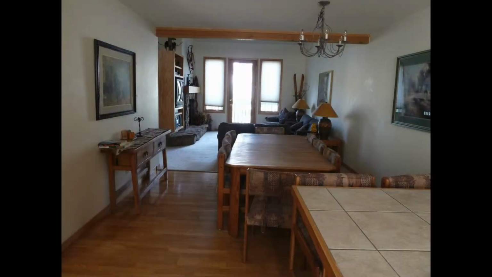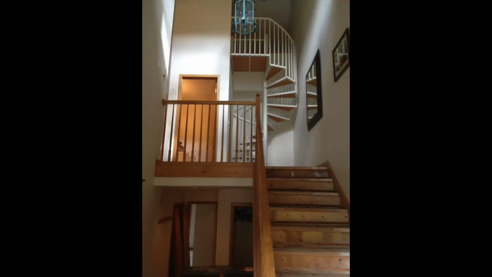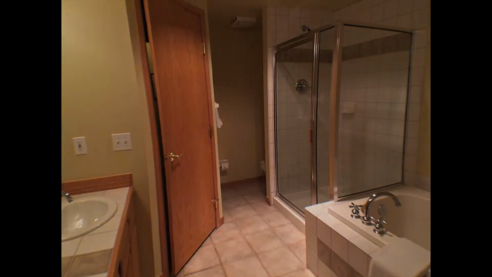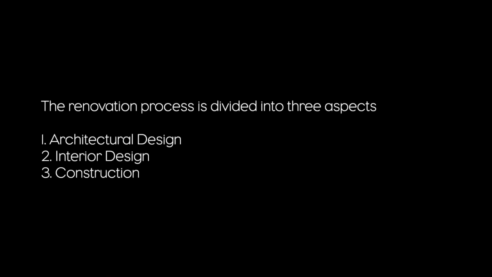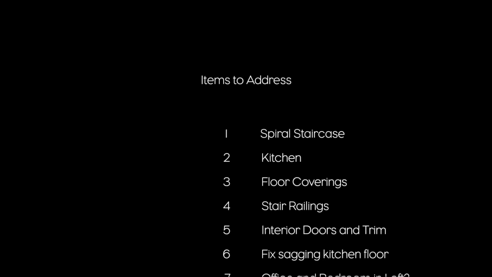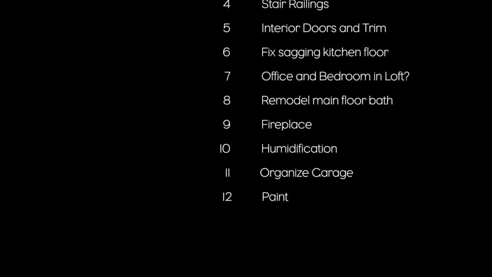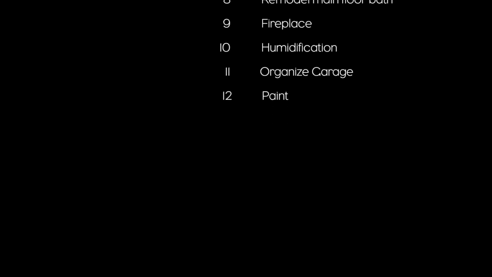As you can see, the before photos show a townhome constructed in the late 90s that very much needs a refresh. Remodeling is a three-stage process. Modeling will address architectural and interior design. To get the architectural design process started, we consult with the client and come up with a prioritized list of things we need to address. So now we're ready to start modeling.